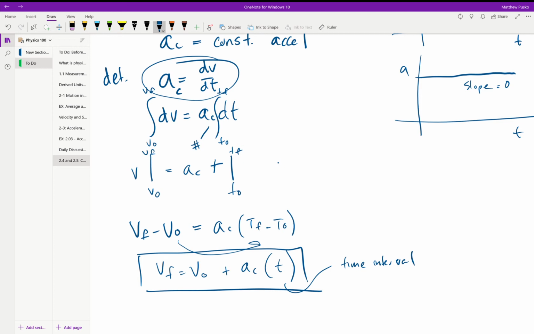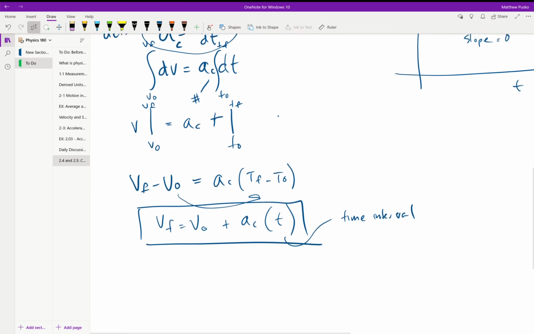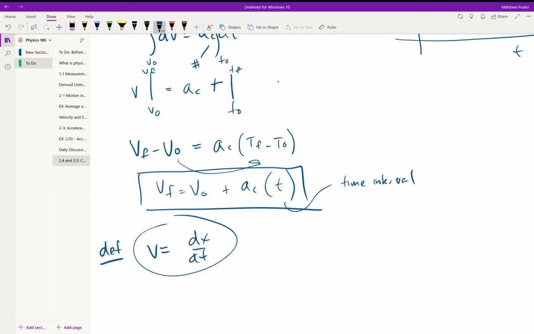Okay, let's keep going. What other definition do we have so far? We have that velocity is equal to dx dt, the rate of change of position with respect to time. So this is another definition; you can get these equations by just remembering these definitions.